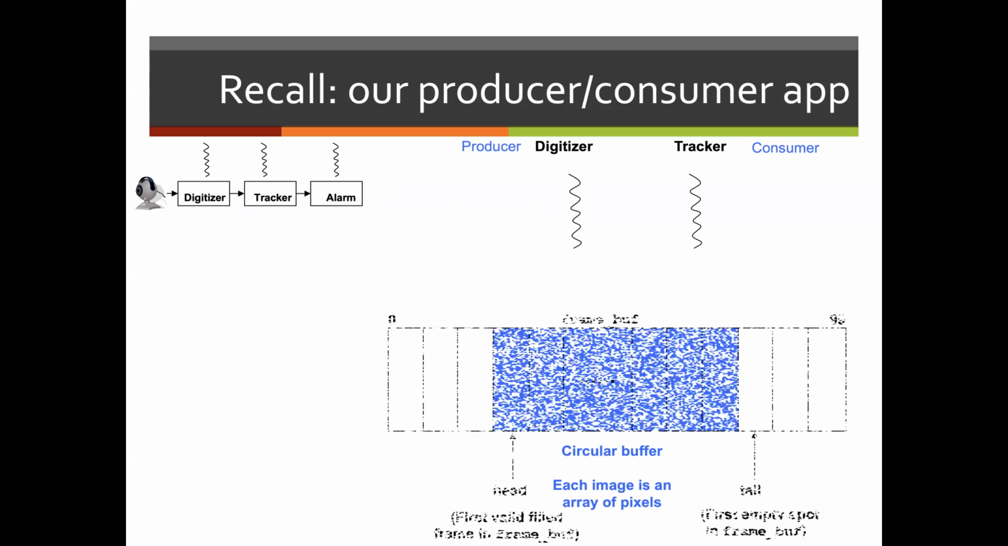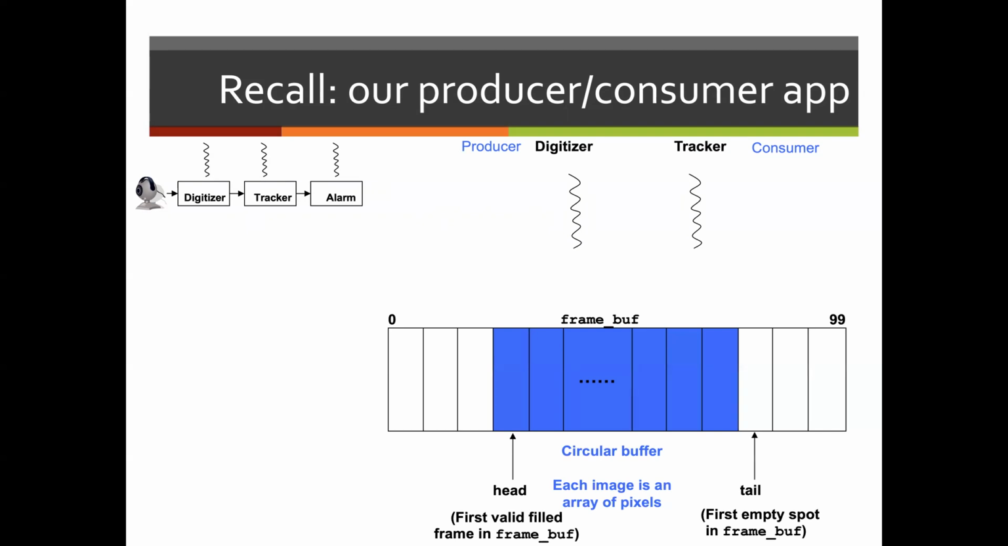And so we'll have a circular buffer that is utilized, and each image is an array of pixels. Let's denote that the head is going to represent the first valid frame in our frame buffer, and then the tail is going to be the first empty spot in our frame buffer. So this is represented as a circular buffer. And then we have buff available, which is used to count the number of unused elements.